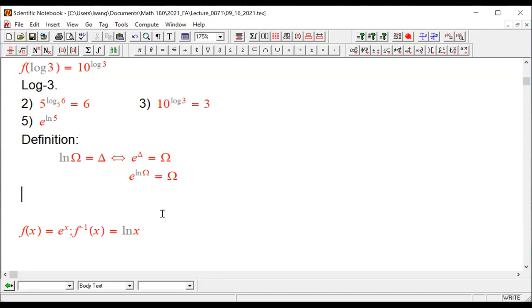So when you observe this identity, omega must be from the domain of ln x, meaning omega has to be positive. e raised to the power of ln, where the natural logarithm base is also e. And in front of ln, there's just the number 1.